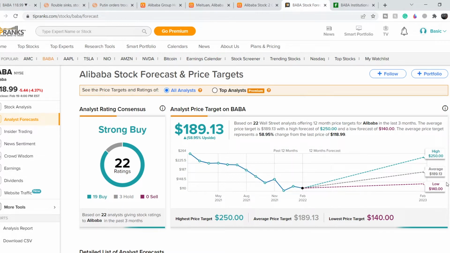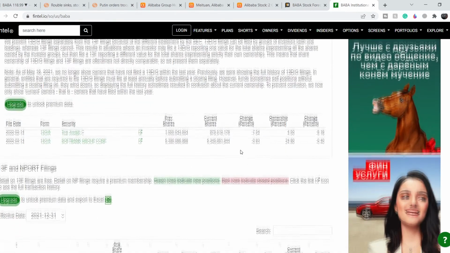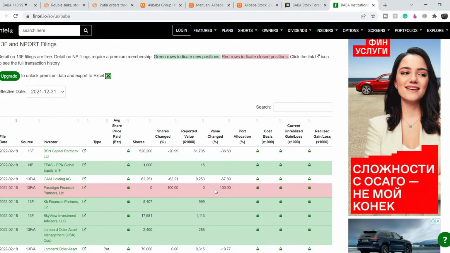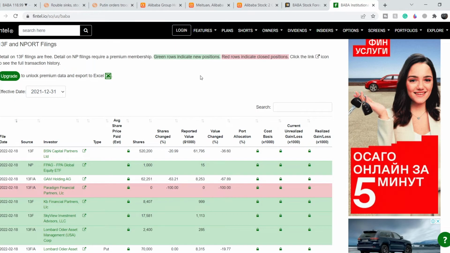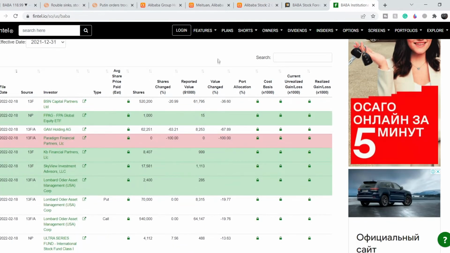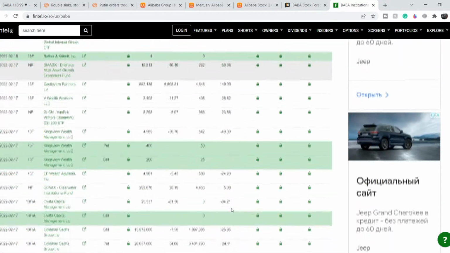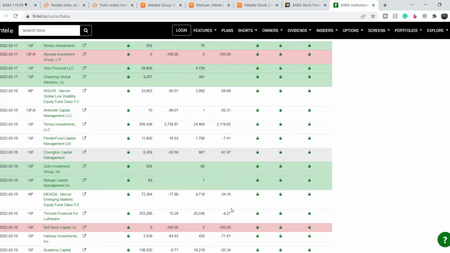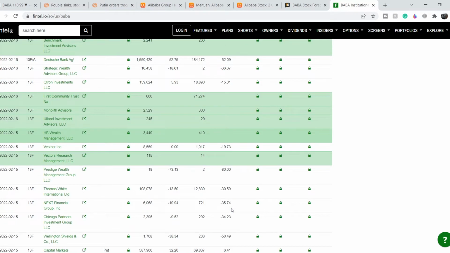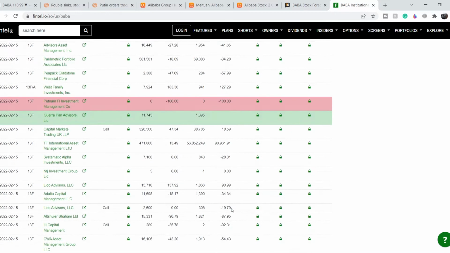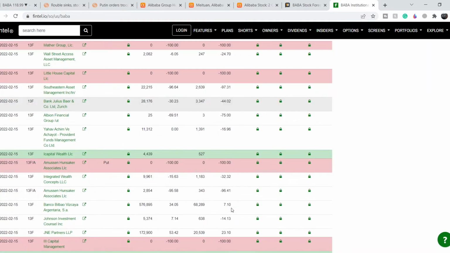And I have to say that it is not the only positive thing that we have from the analysts. We also have some confirmation from the institutional investors in this company. And let me show you the institutional investors list and the latest filings. And right here, as you might know, green rows indicate new positions, red rows indicate closed positions. And we have a lot of new green lines that shows the potential interest from institutional investors to invest their money in Baba ticker. And it is also a rather good sign fundamentally.